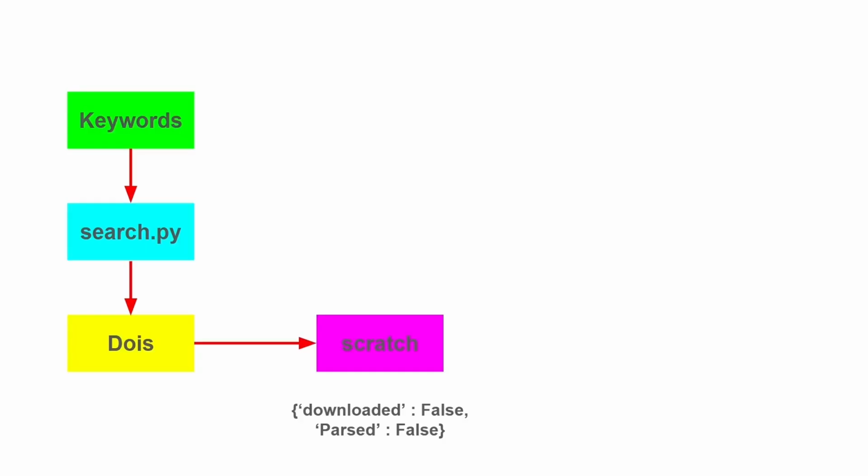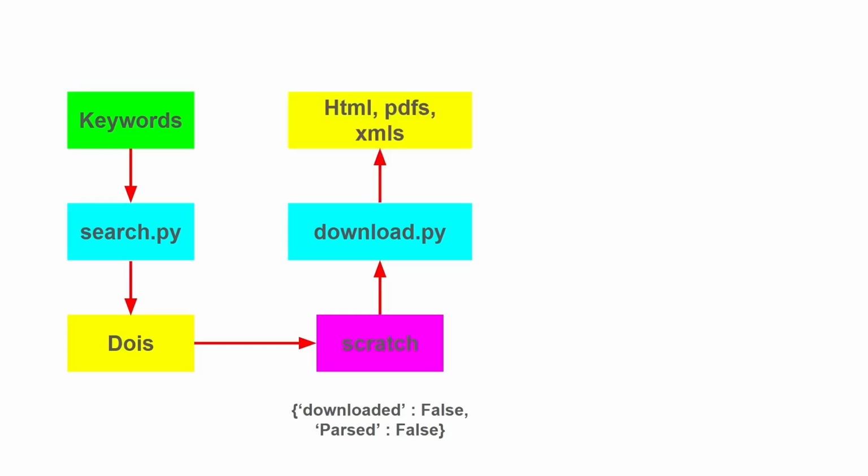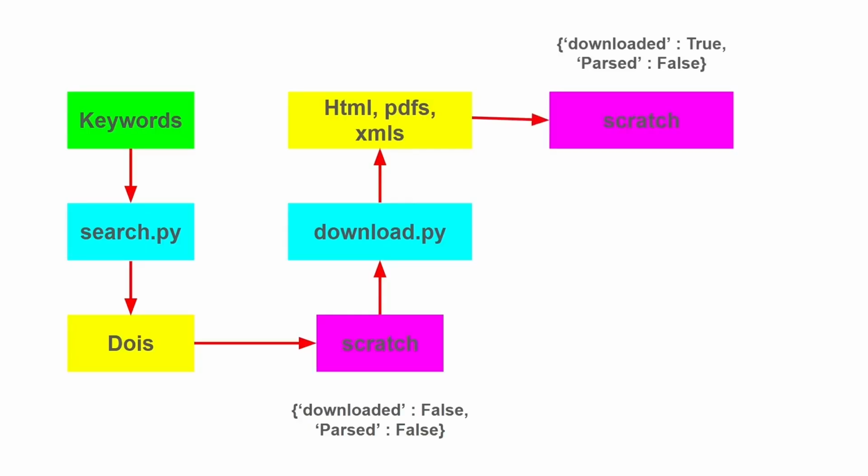The next module in this list, which is the download.py module, goes to Scratch, retrieves all the records for which the downloaded is false, and then downloads it using specific publisher APIs and different agreements. The HTMLs, PDFs, and XMLs downloaded through this are added to a different temporary folder. At the same time, the record for these DOIs is updated in Scratch by setting downloaded equal to true.